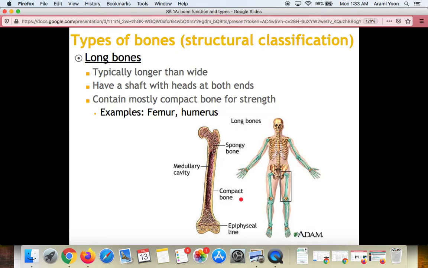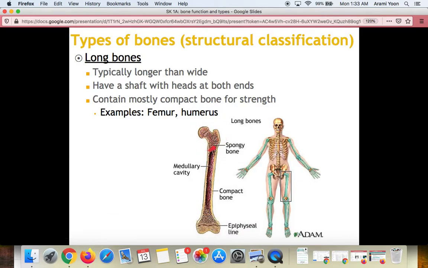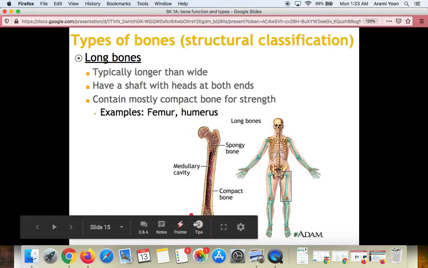Long bones are typically longer than they are wide, and they have a shaft with heads at both ends. So, for example, this is your thigh bone right there, your femur. Here's the shaft of the femur, and then here's the head of the femur where it connects to the hip. And then here is, well, it's covered by the navigation bar, but there's another head on the other side where it connects to the bones of the lower leg.